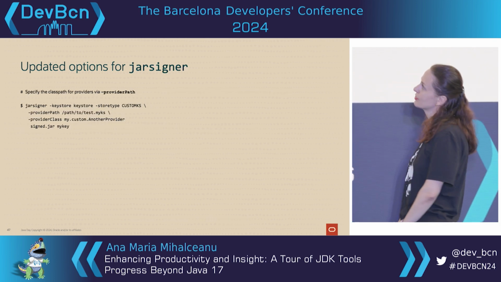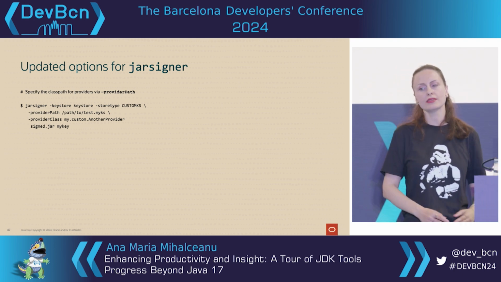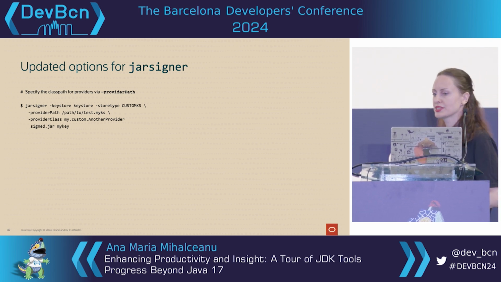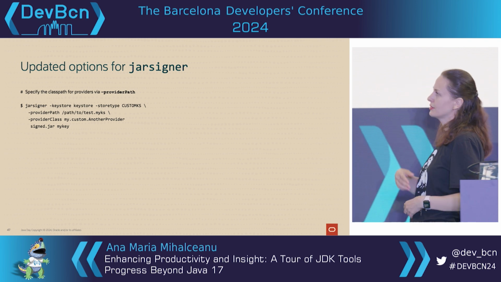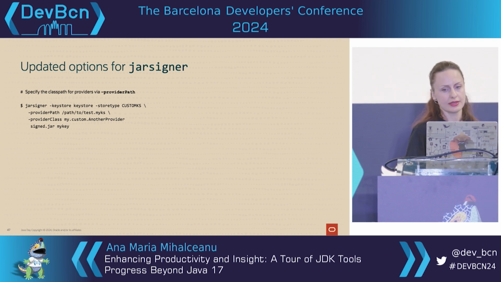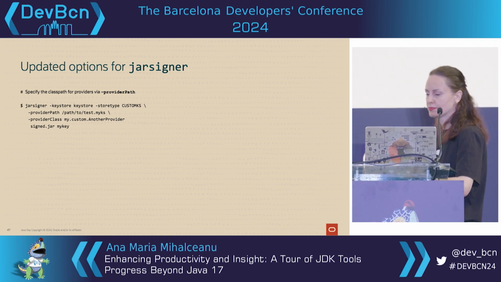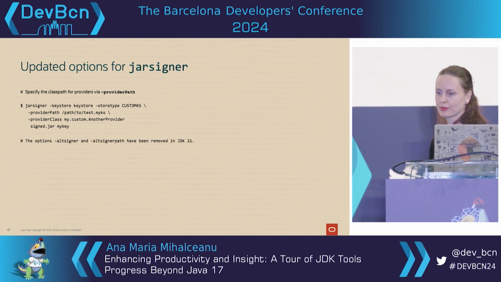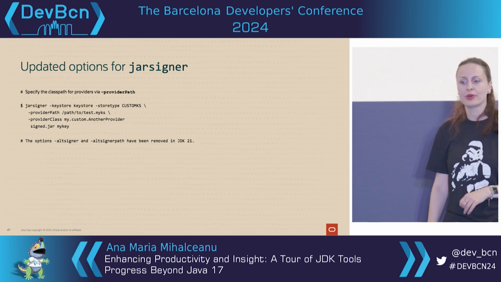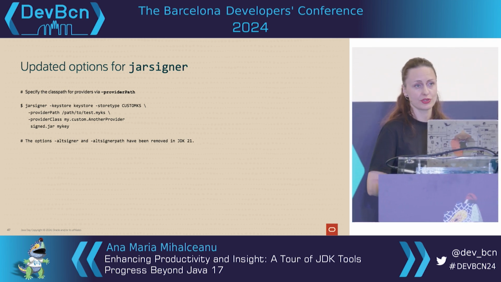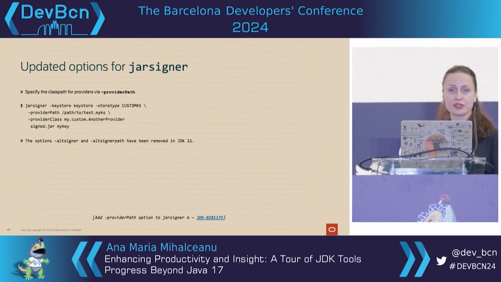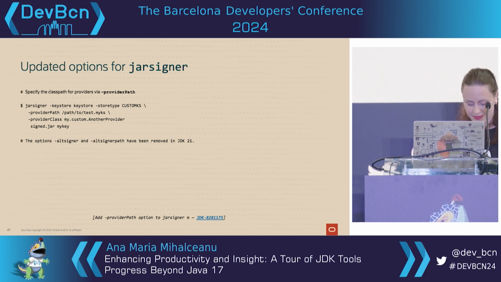For jarsigner, there is a way to specify the class path of your security provider with -providerPath. So we can now say, hey, there's going to be a custom keystore that is available at this provider path, and it has the provider class, this one, for my jar. Also, after JDK 21, the -altsigner and -altsignerpath options are not available anymore with jarsigner, so these are gone after JDK 21. And details about the -providerPath, links is over there.